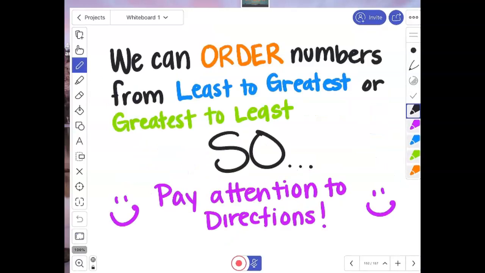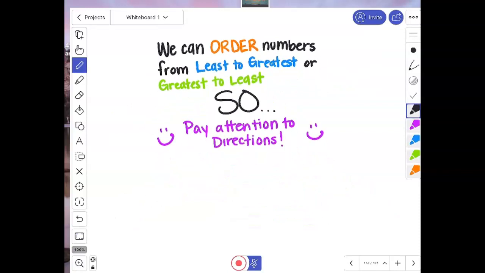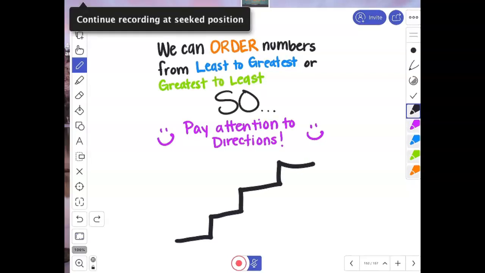So we order numbers from either least to greatest, which is called ascending order, or greatest to least, which is called descending order. So think about it like a set of stairs, for example. So if I have a set of stairs that go like this, okay, so those are my stairs. Now, if I'm ordering my numbers from least to greatest, meaning I'm starting down here at the bottom and I'm climbing the stairs, so from the smallest to the biggest, that's called ascending order.